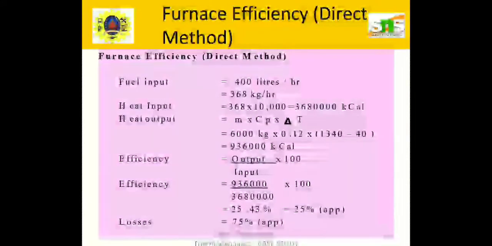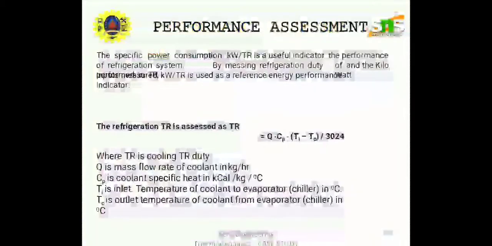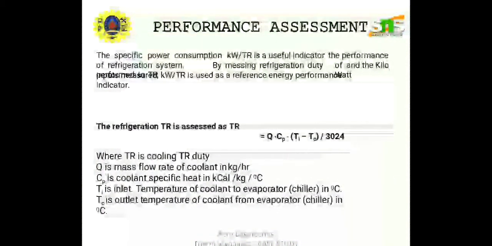Furnace efficiency by the direct method: fuel input is 400 liters per hour. Heat input is 368,000 kilocalories. Heat output is 93,600 kilocalories. Efficiency will be approximately 25%. Losses will be approximately 75%. This is the performance assessment in this given case study.